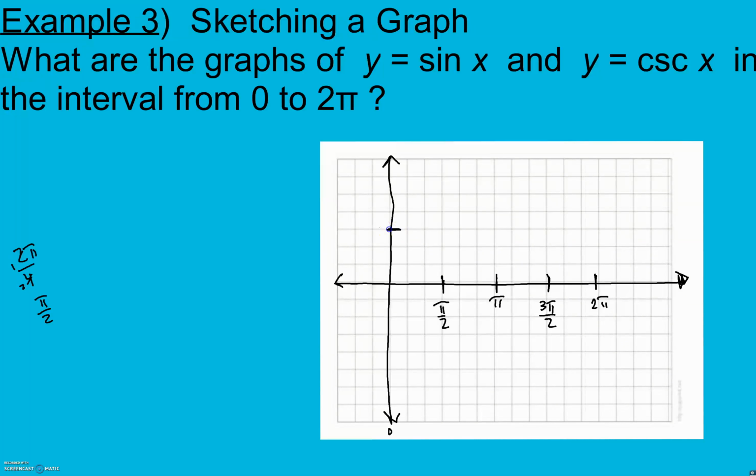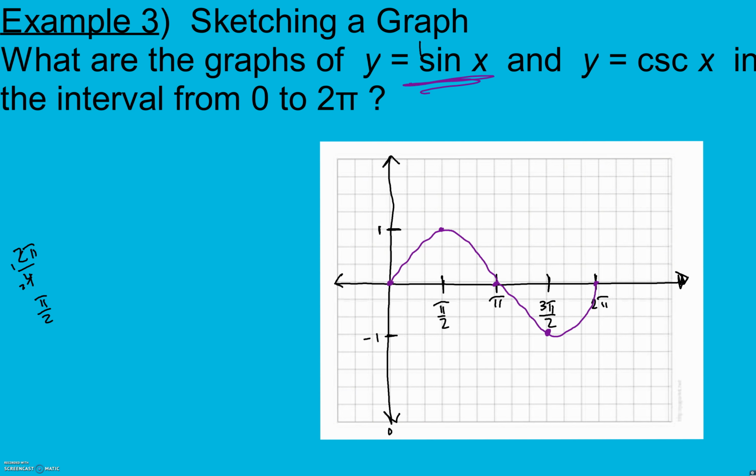I'm going to go ahead and set my amplitude. Here it's just 1. So I'm going to go 1, negative 1. So sine, I'll do it in purple here, 0, max, 0, min, 0. And this is one cycle of the sine curve.